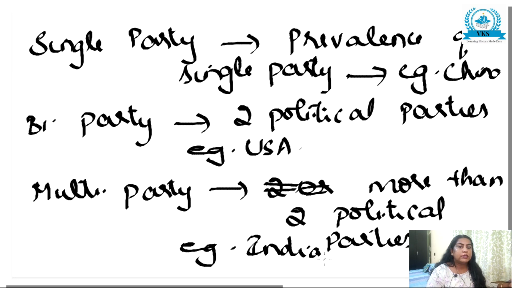So these are the three different classifications of the political party system. Single party system is the prevalence of one single party in a country. Bi-party is the prevalence of two political parties. And multi-party system is the presence of more than two political parties in a country. Example is India. So we understood about the political parties.